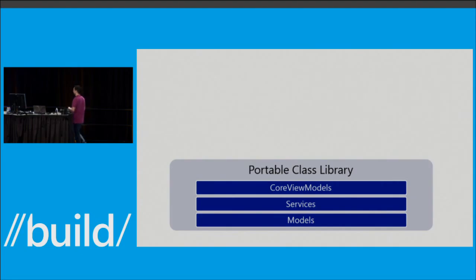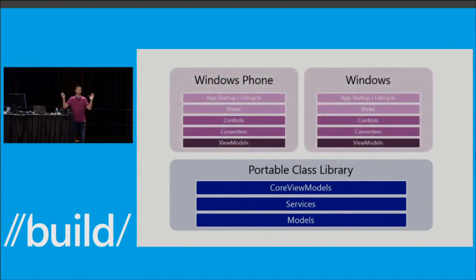So my block diagram. This is a common architecture I've had on literally every single project I've built that has shared code. We have a portable class library down at the bottom. You're going to have your models. You're going to have your web services. You're going to have anything you can put in this. And then on top of them are going to be two similar but different platforms. And that's Windows Phone and Windows. They're both going to inherit from core.